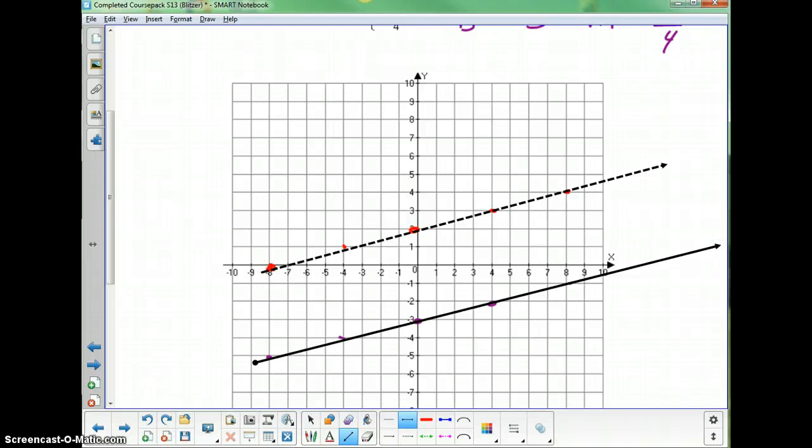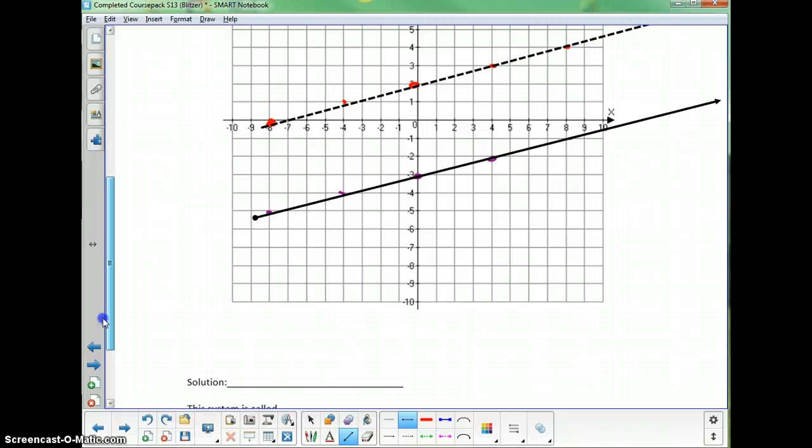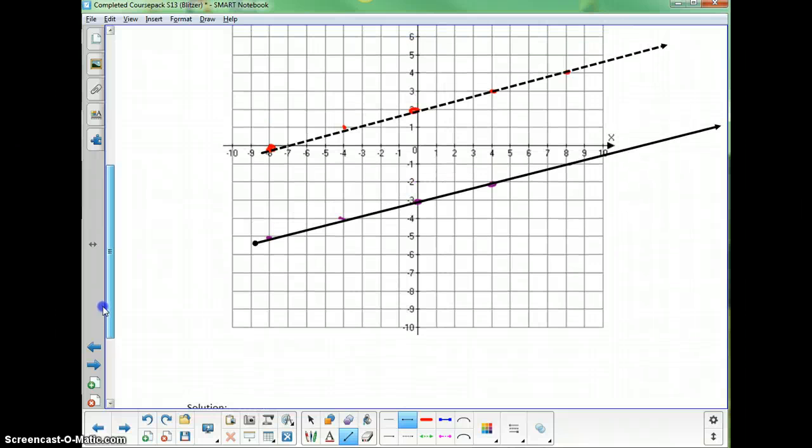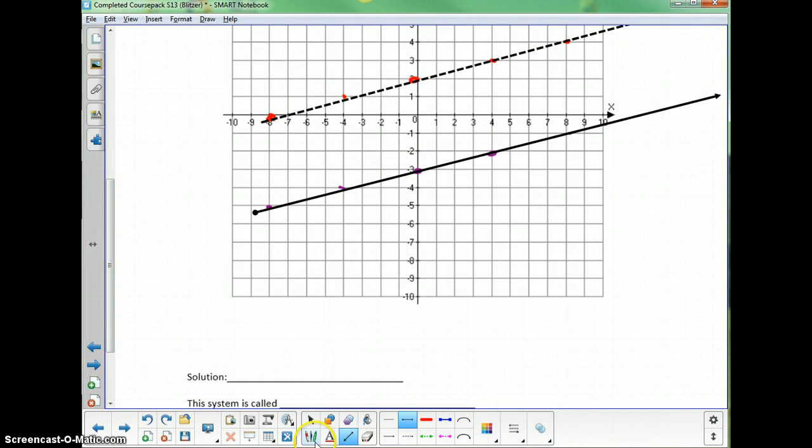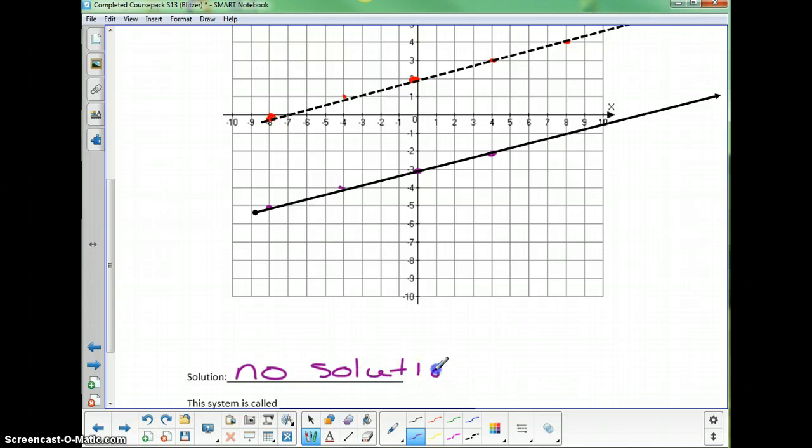And since they're parallel, there will be no solution. They're never going to intersect. Remember, the solution is asking the question, where do these two lines intersect? These two lines will never intersect, so there's no solution. That's what I need to write. No solution. Okay, that's the answer.